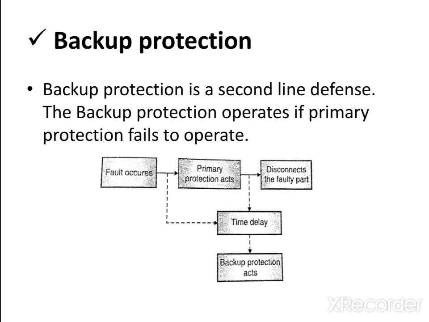If primary or main protection fails to operate, then backup protection is provided by the power system. On occurrence of the fault, the primary protection acts and disconnects the faulty part from the system. Then backup protection is provided with some time delay. Backup protection waits till the primary protection acts, and after some time delay this backup protection comes into the system.